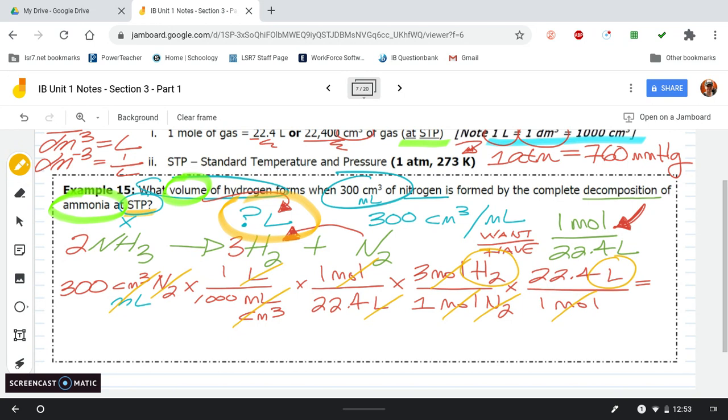So let's run it through our calculator. And so I know that some of the math cancels, but the units are kind of why we put it in this order to make sure we could see the units. So 300 divided by 1,000, hit enter. Divided by 22.4, you hit enter. Multiply by 3, hit enter. And then dividing by 1 doesn't do anything, so times 22.4. And then we got an answer of 0.9 liters of our hydrogen. So that would be your answer.